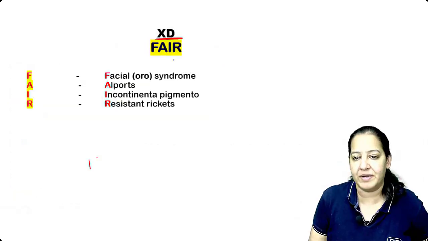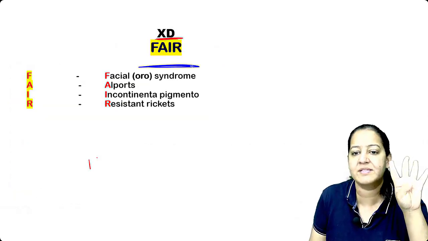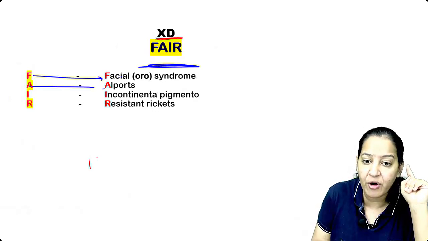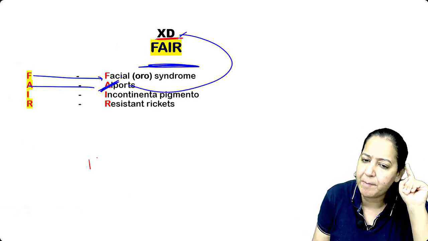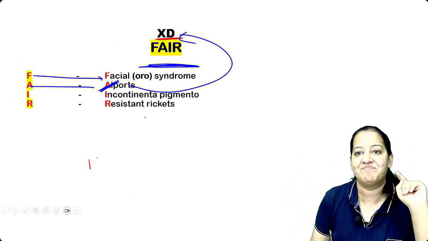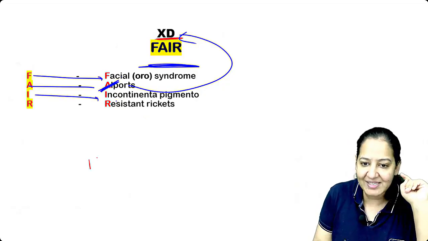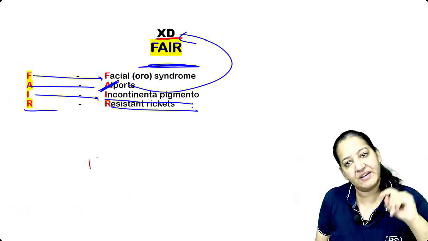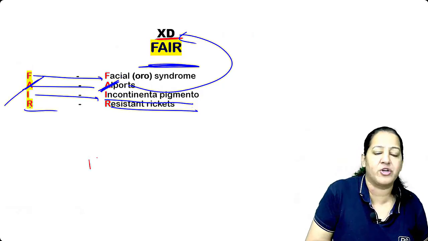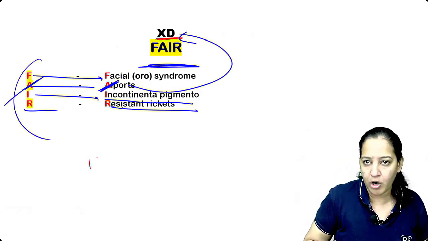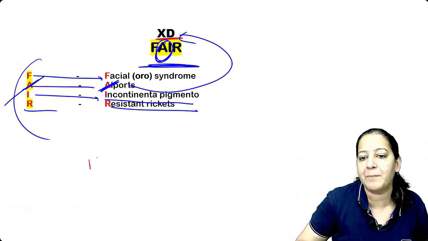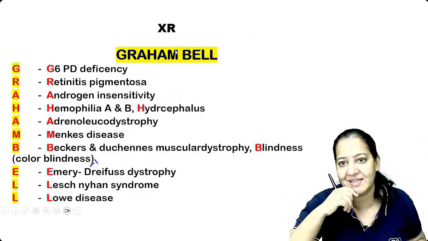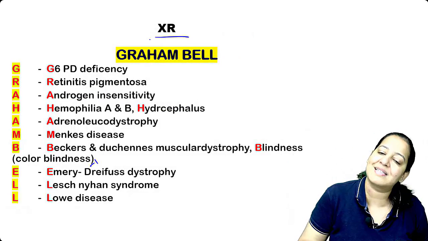So X-linked dominant, only 4 diseases are there. The mnemonic is FAIR. F stands for facio-oral syndrome. A for Alport. Many questions come on Alport, a repeated question. Learn it. I is incontinentia pigmentosa. And R is resistant rickets. Mainly only Alport has questions. If you want to learn all of them, it's good. If you don't want to learn all, learn Alport. In X-linked dominant, questions come on only one. Alport. Please learn that. And last is X-linked recessive.